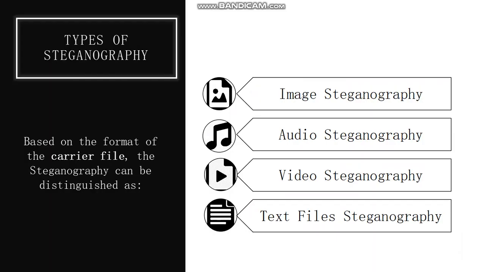Now, what are the types of steganography? Based on the format of the carrier file, steganography can be distinguished as number one, image steganography, number two, audio steganography, third, video steganography, and fourth, text file steganography. These four are the types of steganography that can be used. But in this project, I have used image steganography. So let's see what image steganography basically is.